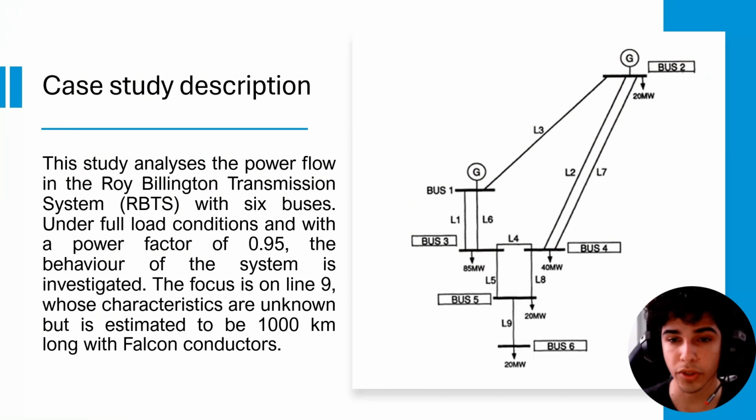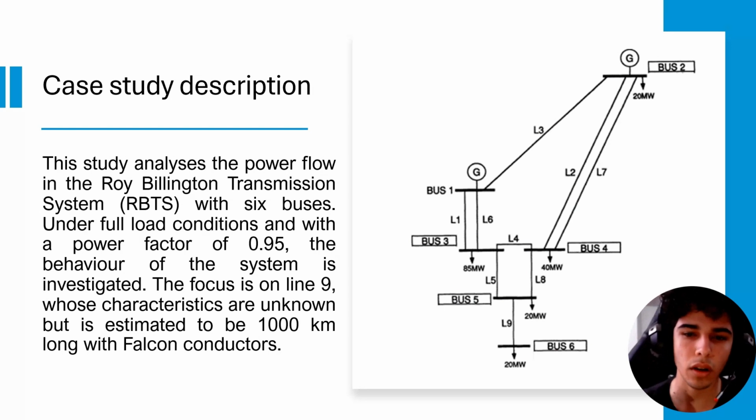On the screen is presented the schematic diagram to be studied. In addition, it is mentioned that bus 1 will be our slack bus with a base voltage of 230 kV, and bus 2 is composed of a PV bus. We will know more about these terms that I'm using later in the presentation. Also, we will work under full load conditions and a power factor of 0.95.